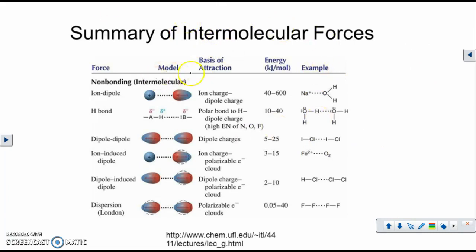This is a summary of intermolecular forces. Again, ion-dipole basically tells you it's between an ion and a polar compound. Hydrogen bond, again, is any hydrogen attached to oxygen, fluorine, or nitrogen. Dipole-dipole, folks, just remember, is two polar compounds. Ion-induced dipole: ion means an ion, induced dipole means non-polar. And then dispersion forces, which are the weakest intermolecular force, are between two non-polar molecules. Okay.